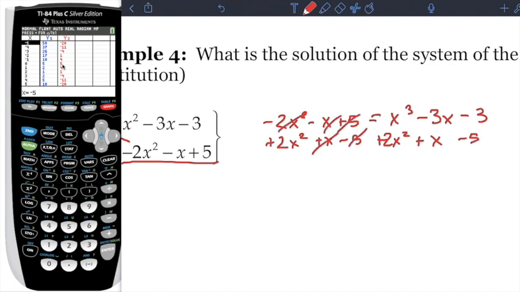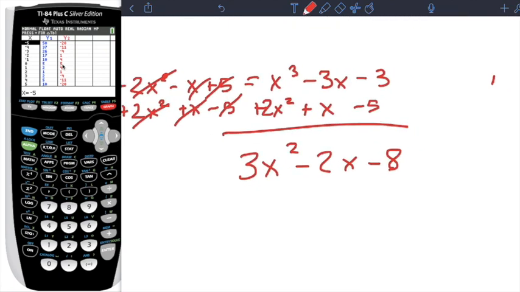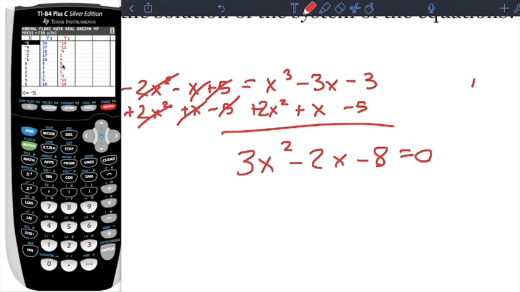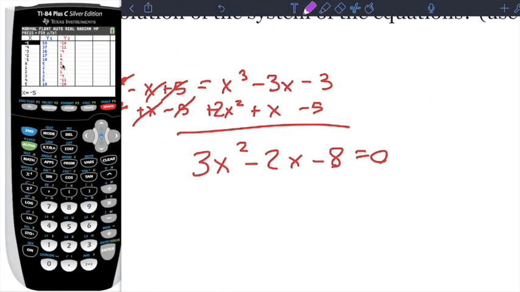Everything on this left-hand side will cancel out. You don't have to do it all in one step there. That's just something I kind of choose to do. So that'll combine up to 3x squared minus 2x, and then minus 8 right there. All right, so now we need to solve this by factoring. And this is one of the ones where a is not 1. So we have to use one of our other techniques.